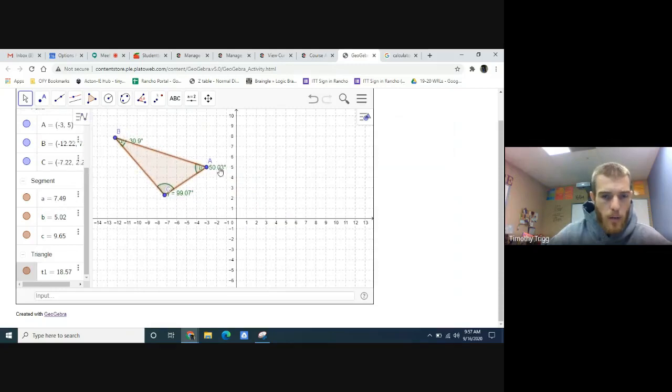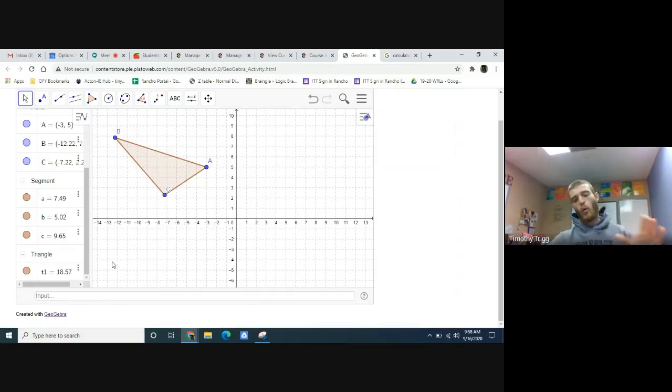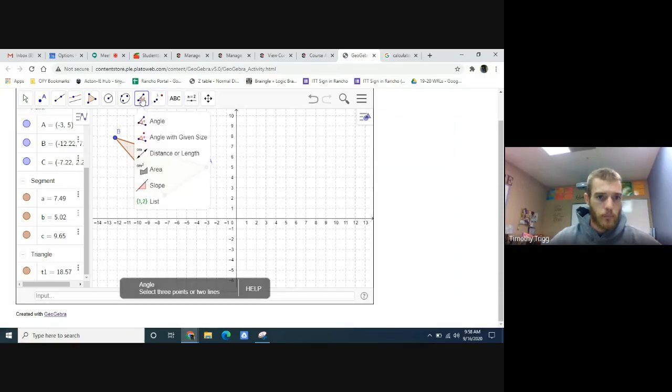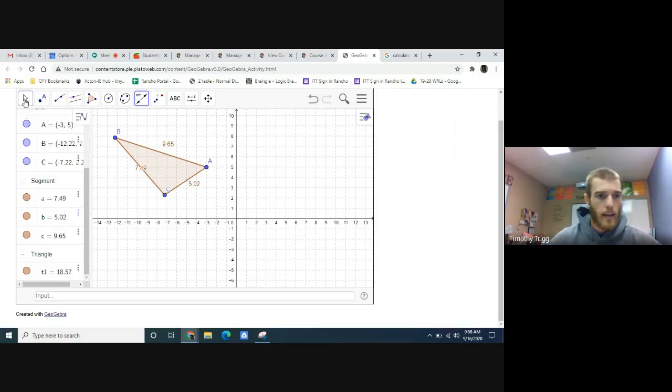Cool. I don't want the angle measures, so I'm going to go and hide those. So it says show object. So you can go ahead and go to this arrow, right click on the angle measure, click on show object, and it'll unclick it like that. So I don't want the angle measures. I only want the side lengths. So go to this tool here, go to distance or length, click that, click the side lengths, and then you'll know the side lengths of your triangle. All right. So now we have a triangle, we know its side lengths. Great.